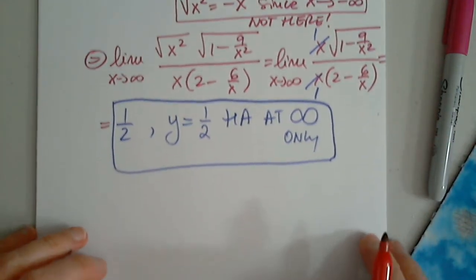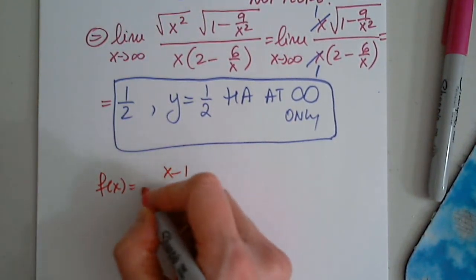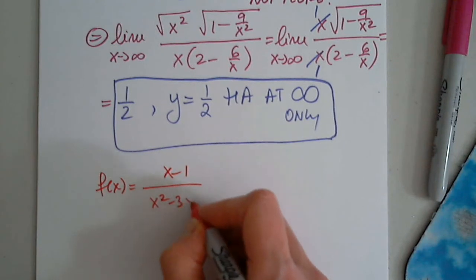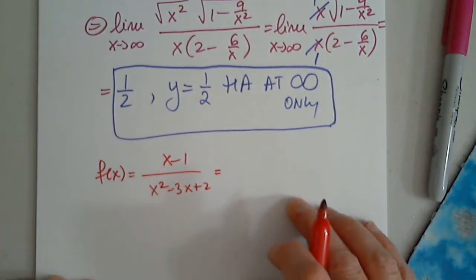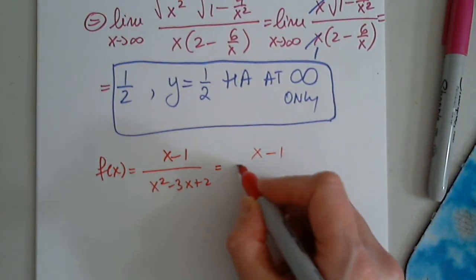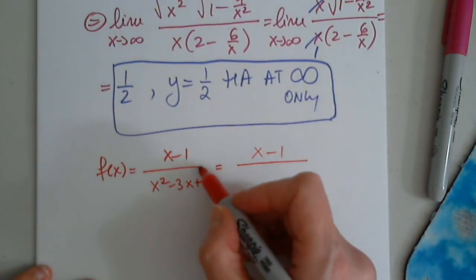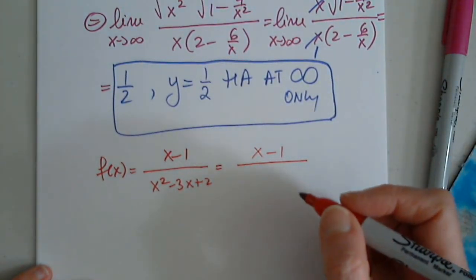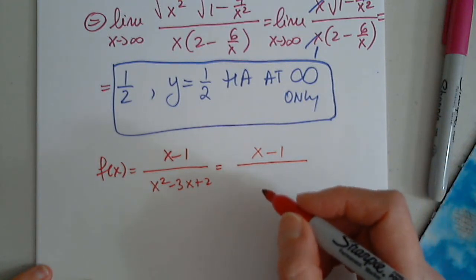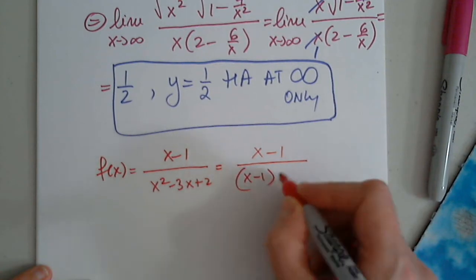Okay, number 9. So we have f of x equals (x minus 1) divided by (x squared minus 3x plus 2). So what do we do here? Factor the bottom. Very good, awesome. That's always the case. How do I factor a denominator? (x minus 1)(x minus 2).